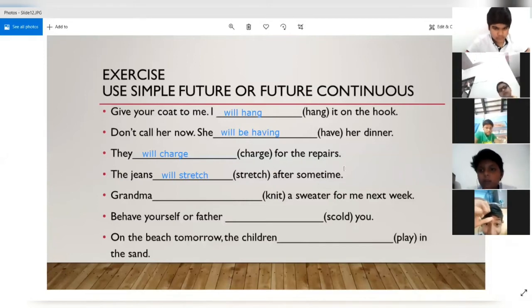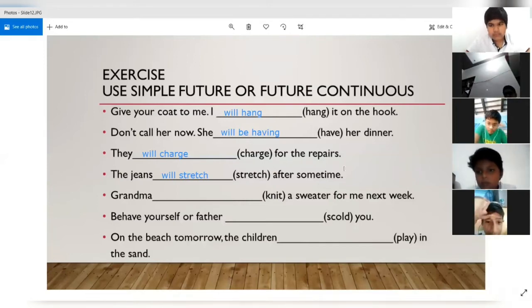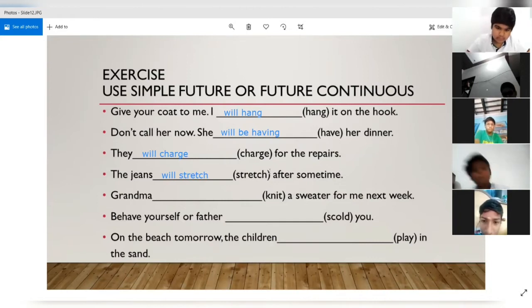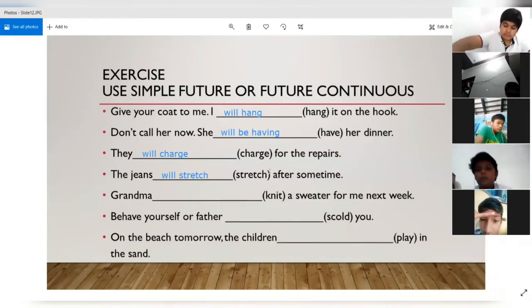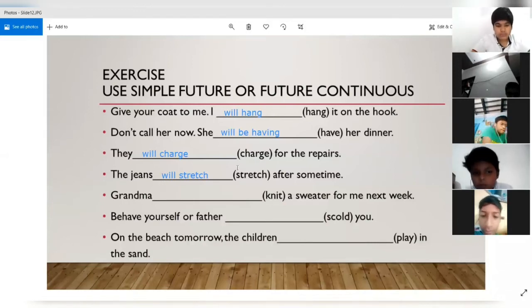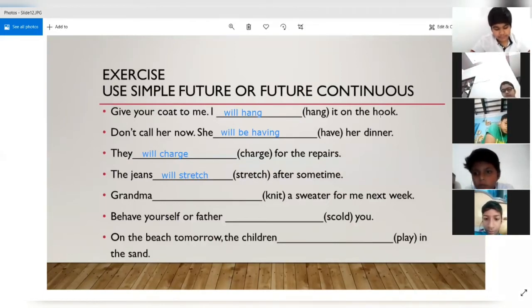And for predictions also, we can use the simple future. For example, I showed you yesterday that if we say it will rain tomorrow, we are making a prediction. That was the first use of simple future actually. So this is also something similar, that we are making a prediction that these jeans will stretch after some time. All right. Okay.